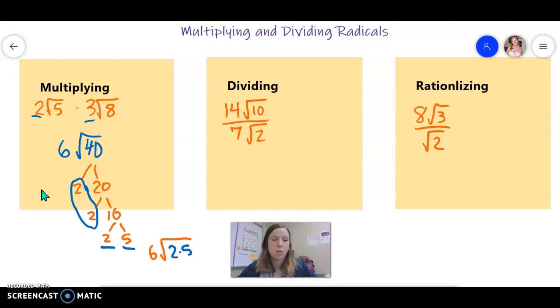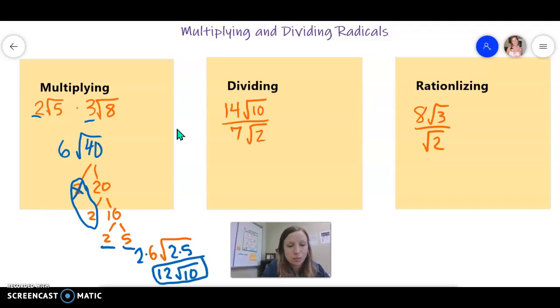Remember we talked about how they don't have dates, so they're staying at home inside the house, otherwise known as the radical. With the pair, remember we mark one out and the other one goes on the outside, so it's going out here with the 6. Now all that's left is to multiply. 2 times 6 is 12, and 2 times 5 is 10. And that is our final answer for the multiplication.